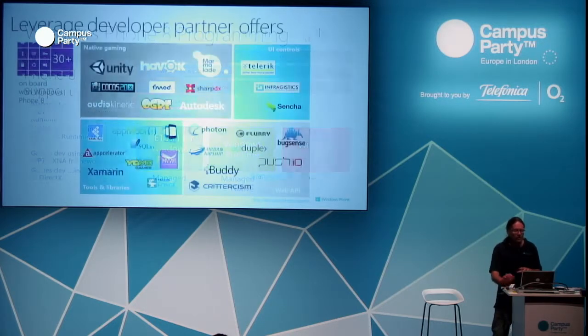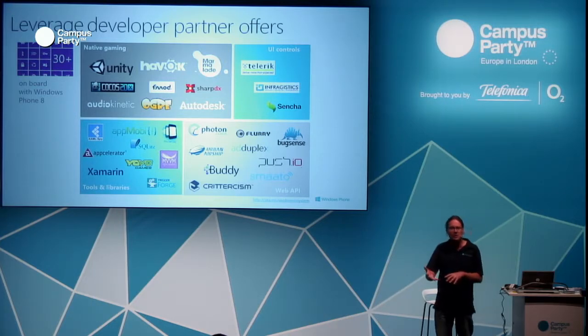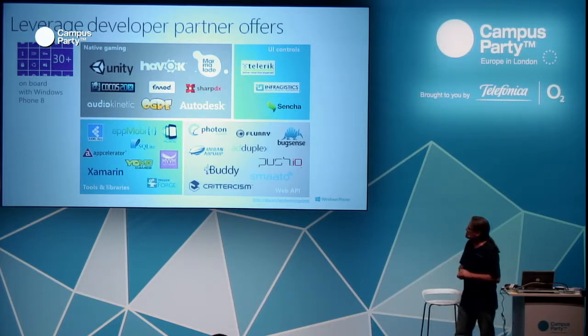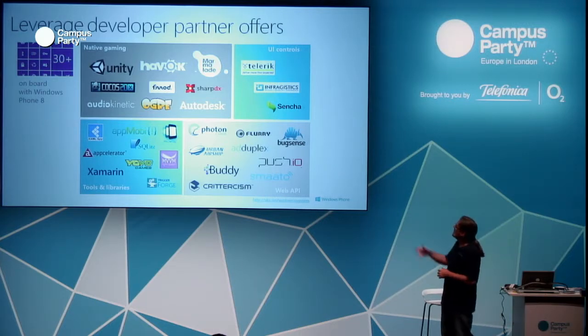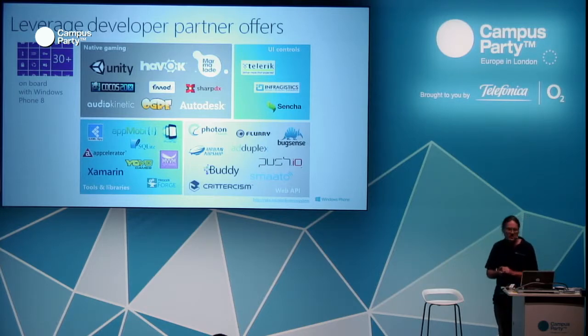And, of course, we've got loads and loads of partners who are also working with us to create great different options for you as developers to create apps. In the gaming, we've got Unity, Havok, Marmalade, and others. And app frameworks, tools, and libraries. Xamarin, really interesting partner, who use C# to create apps that run across platform on our platforms and also on iOS and Android. And Appcelerator, and then cloud-based services like Push.io and Flurry and Buddy and the like. And great tool frameworks from the partners such as Telerik and Infragistics and Sencha. So a lot of really great tools available for you as developers.